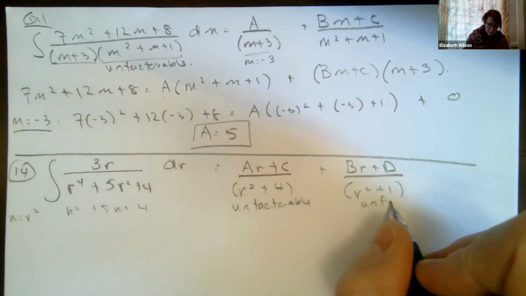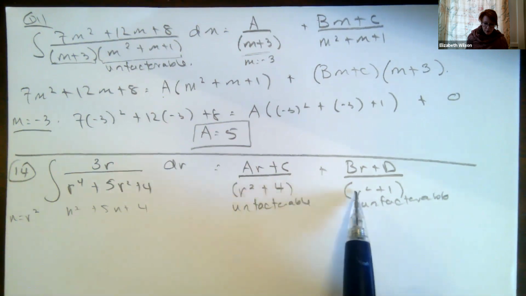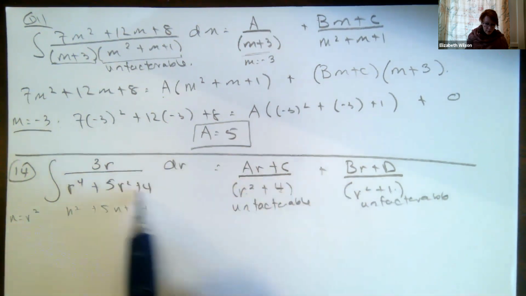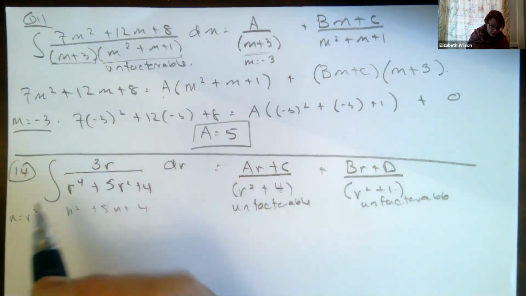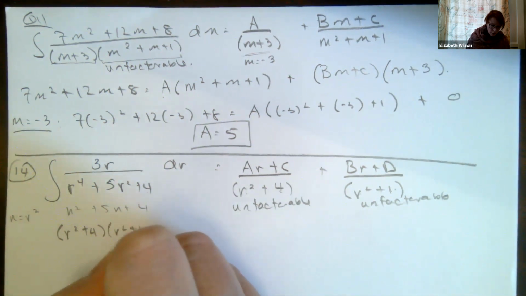This is unfactorable, right? And if I FOIL this out, I'm going to get R to the 4th plus R squared plus 4R squared plus 4. That gives me R to the 4th plus 5R squared plus 4. So I did a quick FOIL check, right? So I can factor this out to be R squared plus 4 times R squared plus 1, right?